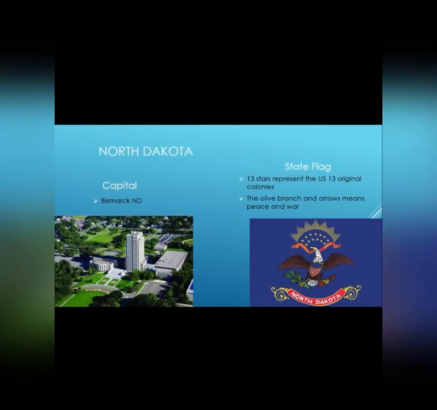Right above South Dakota is North Dakota. The capital of North Dakota is Bismarck. A couple of things about North Dakota's flag: there are 13 stars above the eagle, and these 13 stars represent the U.S.'s 13 original colonies. Also, we can see that the eagle is holding an olive branch and arrows, and the olive branch and arrows symbolize peace and war.